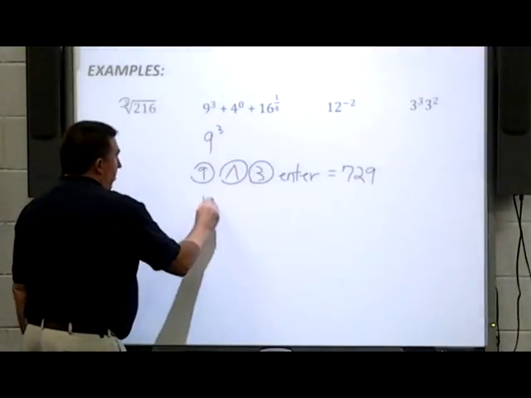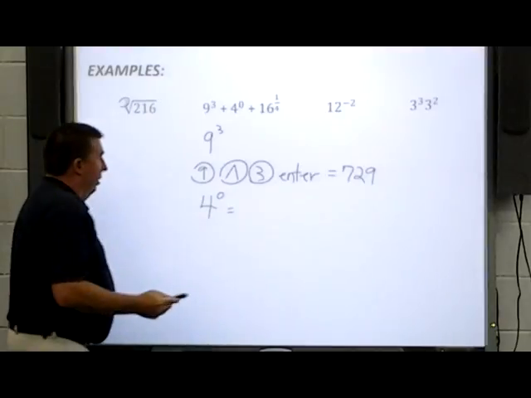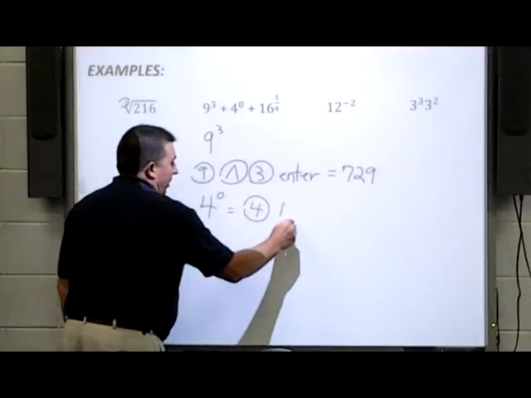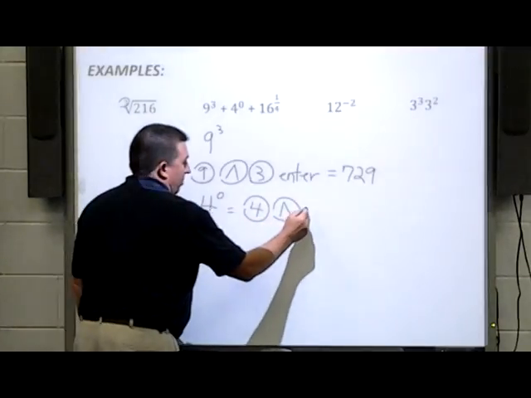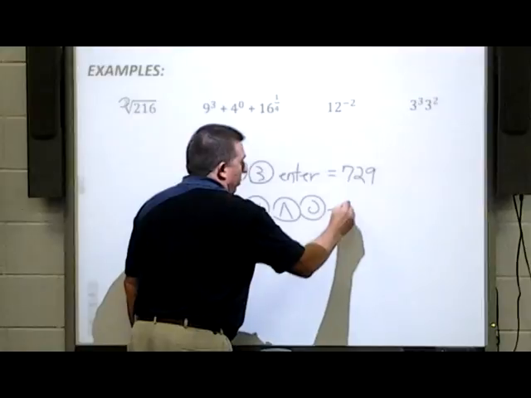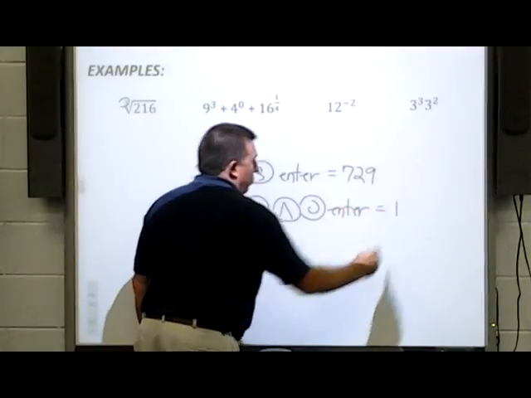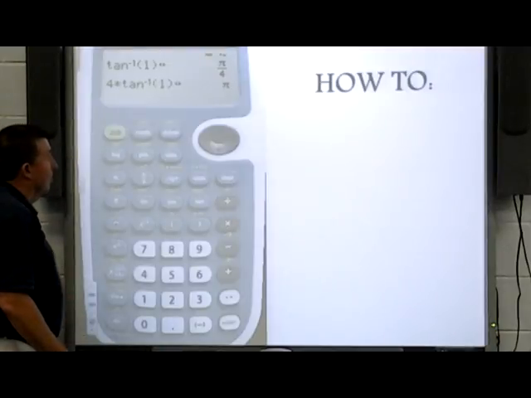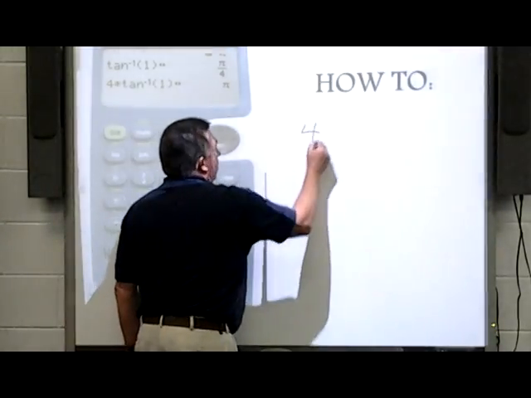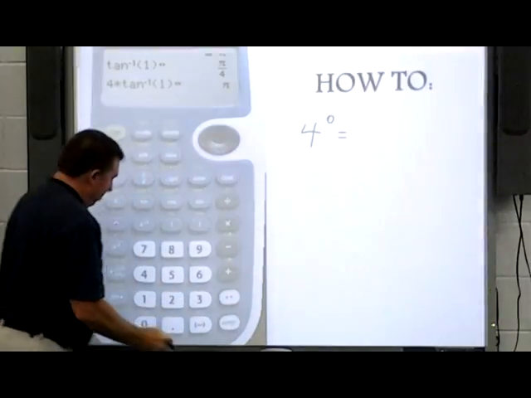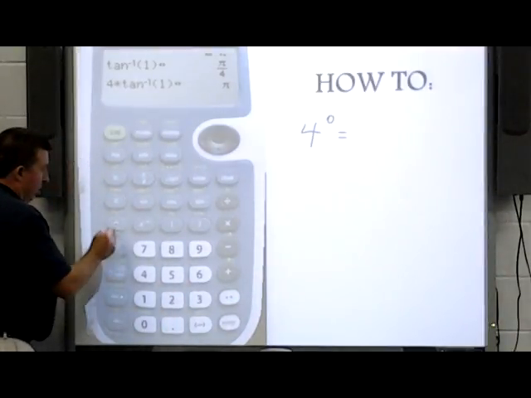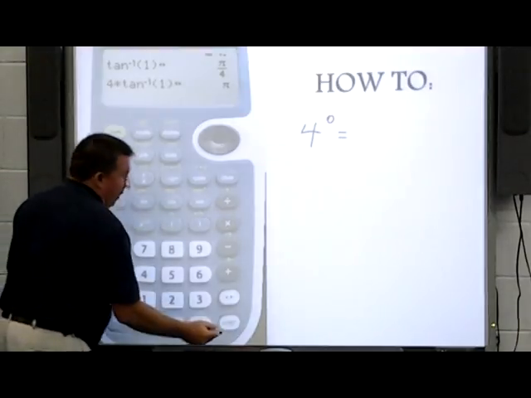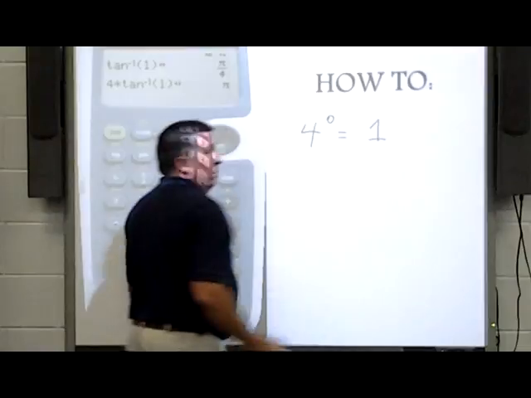Now if I do the 4 to the 0 on the calculator to get that answer, I hit the 4, I again hit the upside down V button, I hit 0, I hit enter, it'll tell me that is 1. So 4 to the 0 power is hit the 4, hit the upside down V, hit the 0, hit enter, it'll tell you that equals 1.